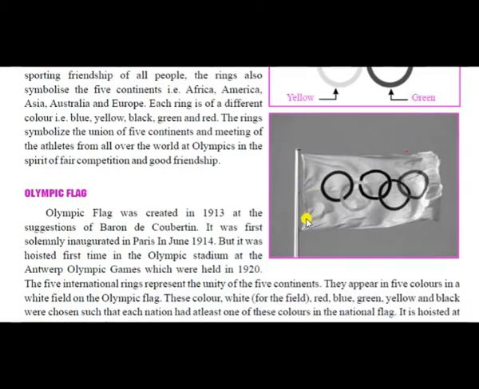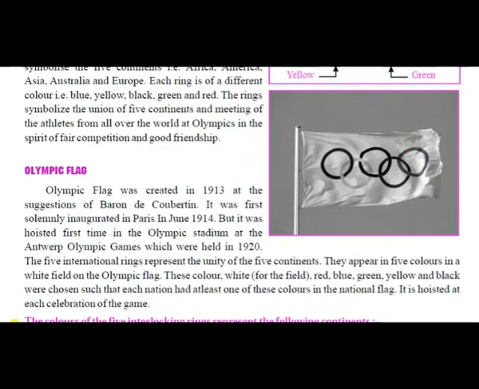In the Olympic flag, everything has its meaning. The white color of the flag represents peace, and the five interlocking rings represent the unity of five continents. There can be a question in your mind: why five continents? We have seven continents, right?